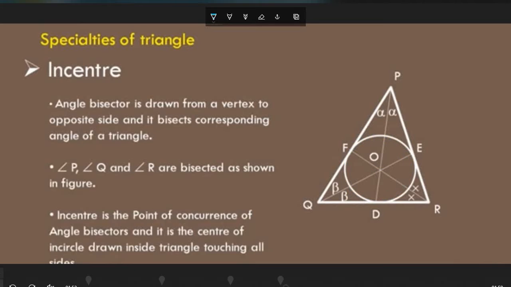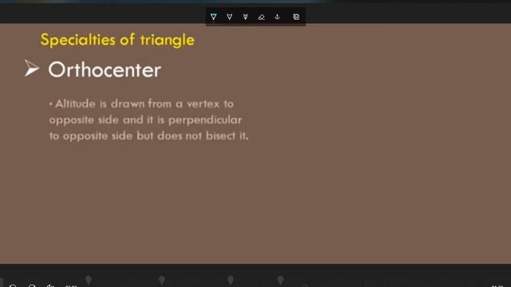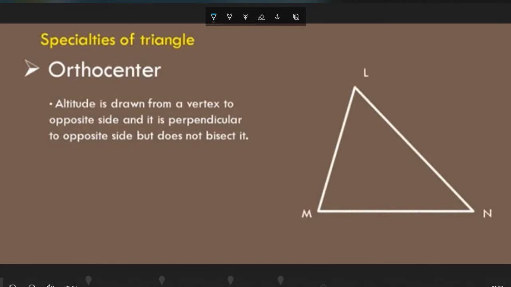Incenter we studied, centroid we studied. Now we'll study a new topic, the orthocenter, and it is related to the altitude of the triangle. Altitude doesn't bisect; altitude means the perpendicular line. It is not necessary that it will bisect the side. So that type of altitude we are going to discuss here.